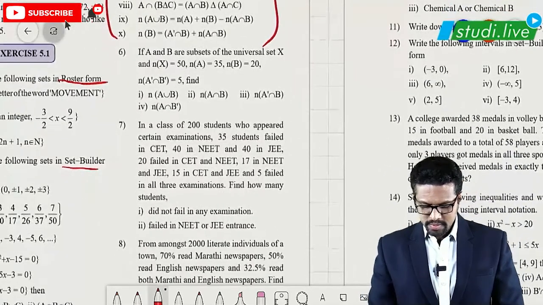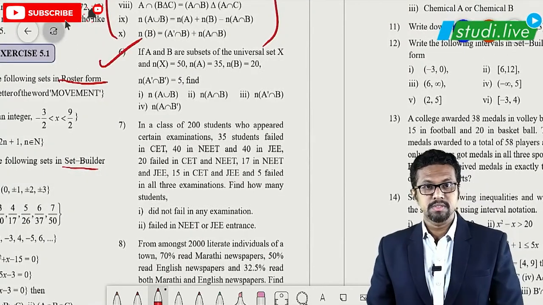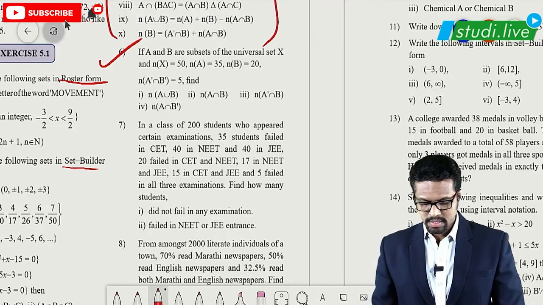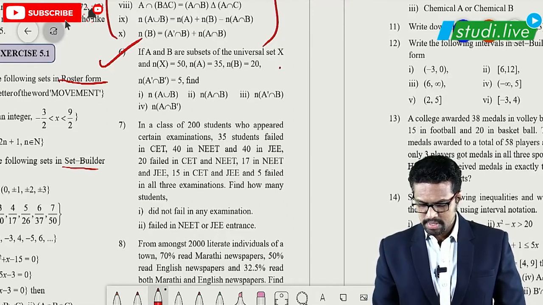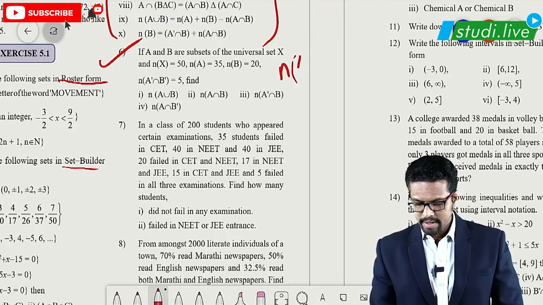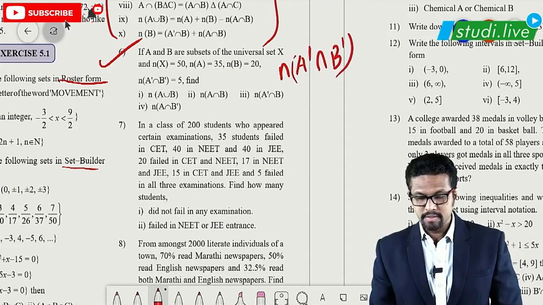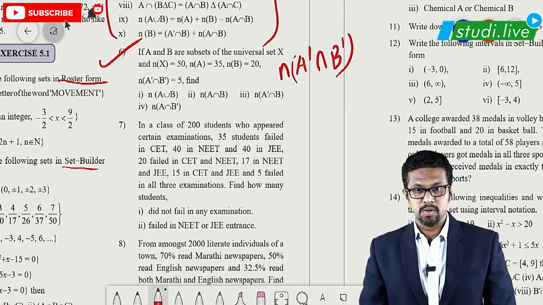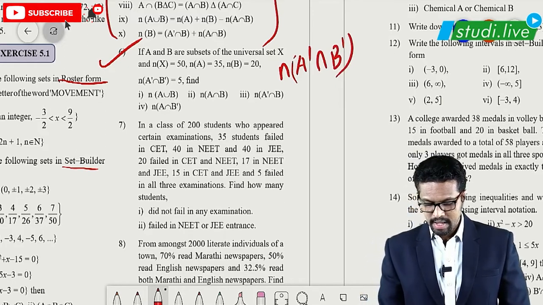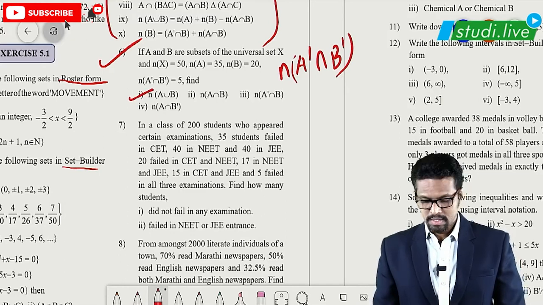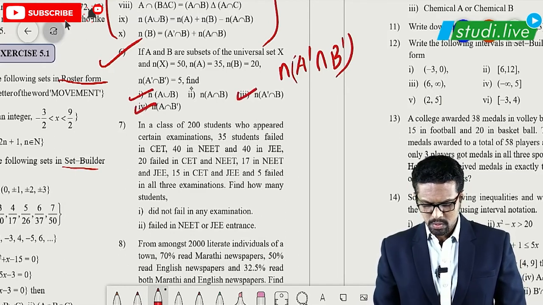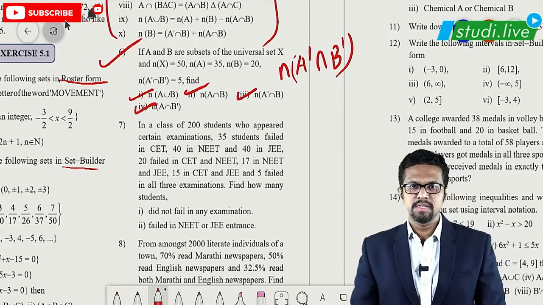One more important question over here is question number 6. This is using the formulas of cardinality, so see to it that you look at the formulas of cardinality. The formulas that you will require over here are n of A complement intersection B complement, which is the formula for De Morgan's law, and then n of A union B, and A complement intersection B. All these formulas are already known to us, so we can find these values very easily.